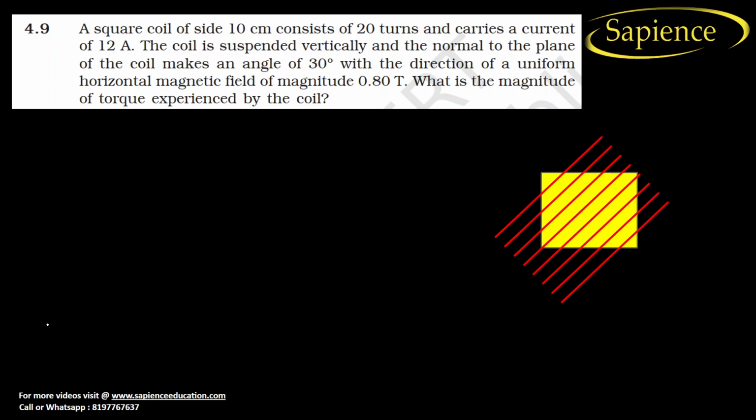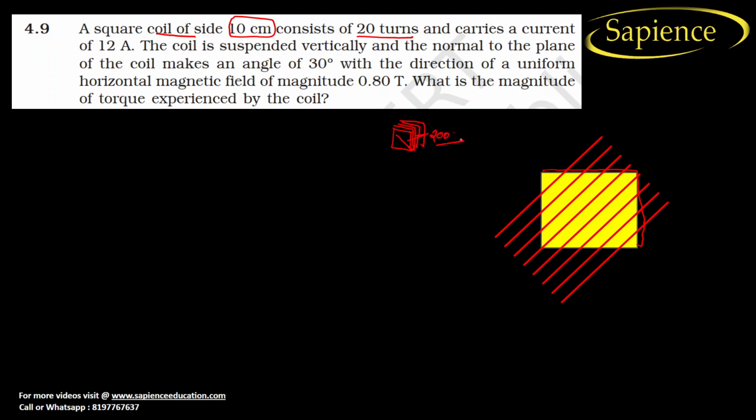Now this is question number 4.9. First of all, read the question. There is a square coil of side 10 centimeter which consists of 200 turns. If you see this one, this is the square coil, and it is of 200 turns, right? If you put it like this in 3D, this is one turn, this is one turn, this is one turn, like this only, right? So how many turns?